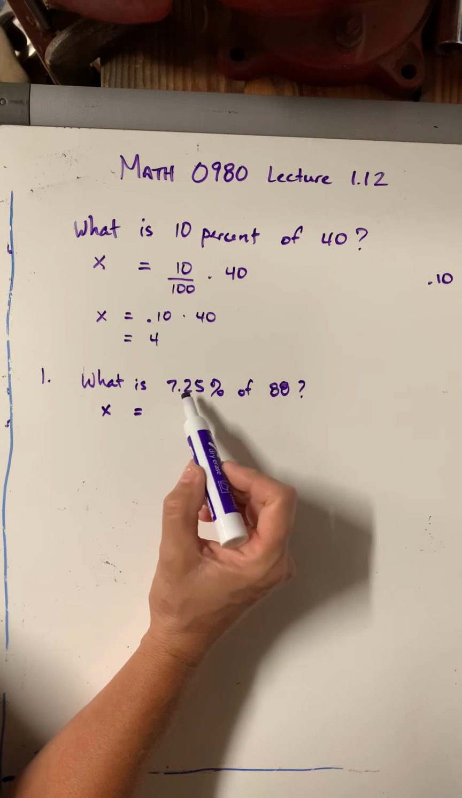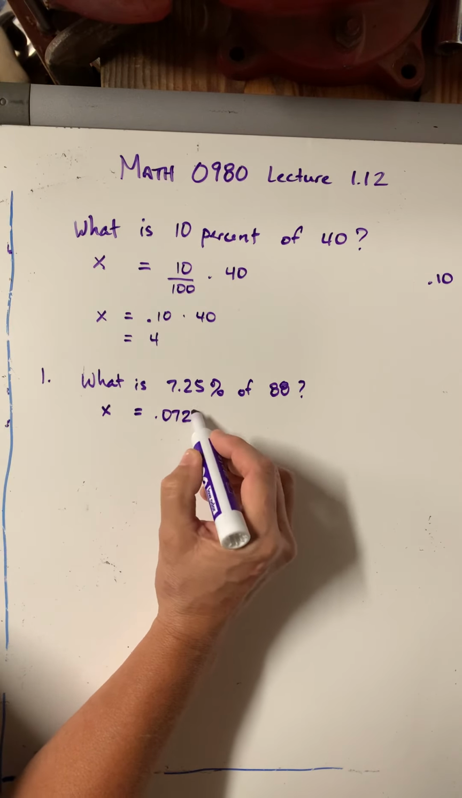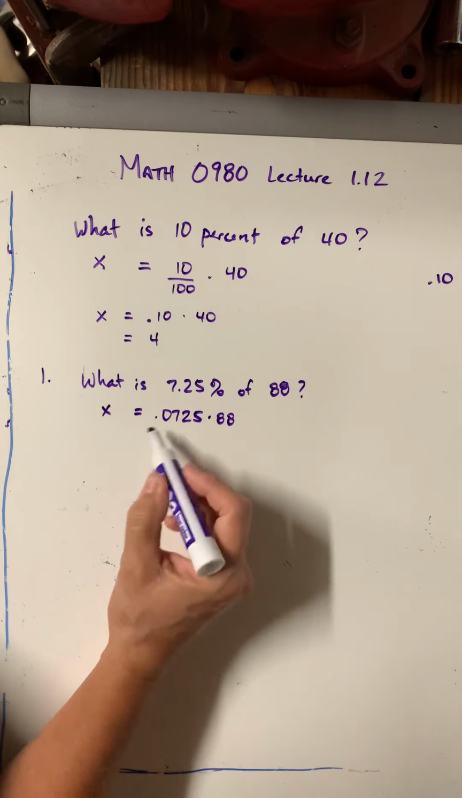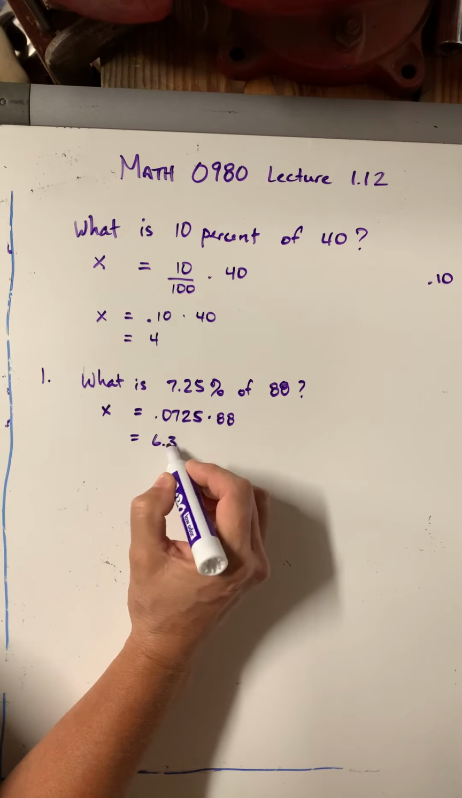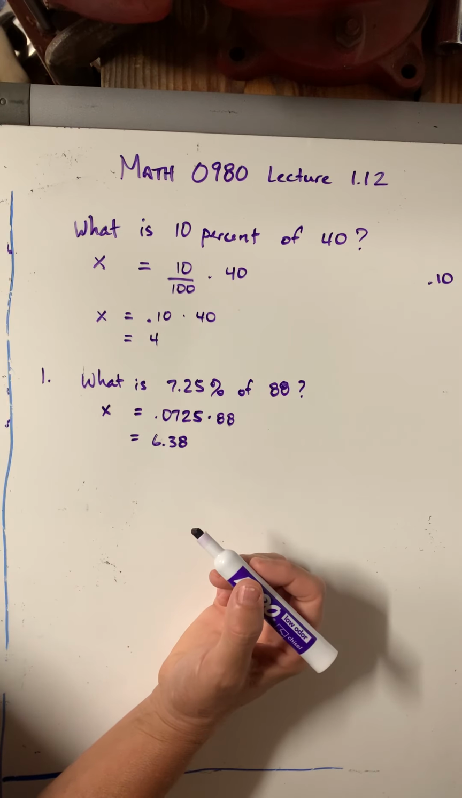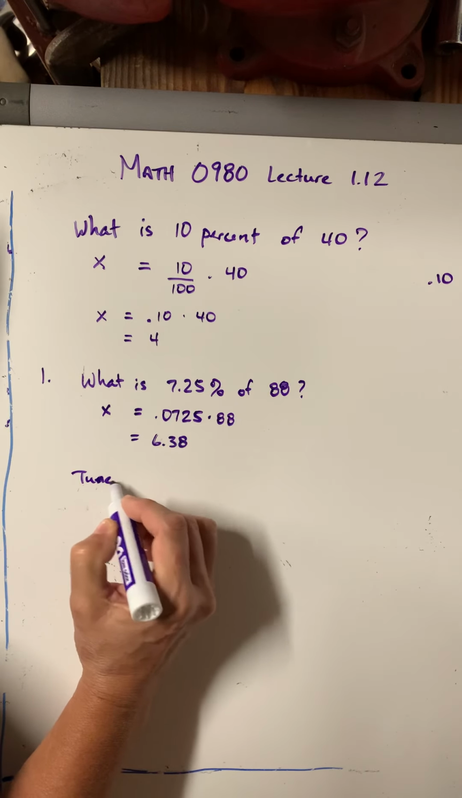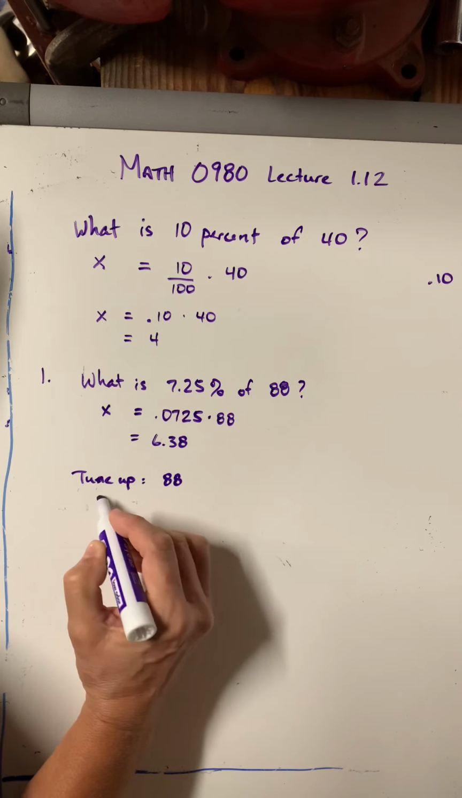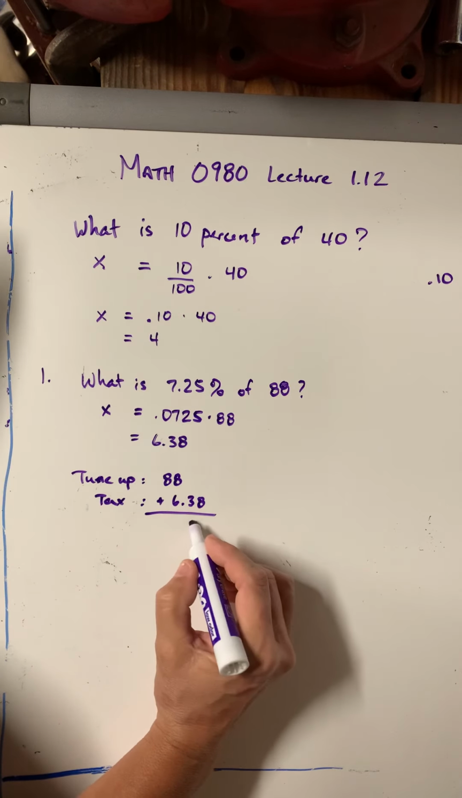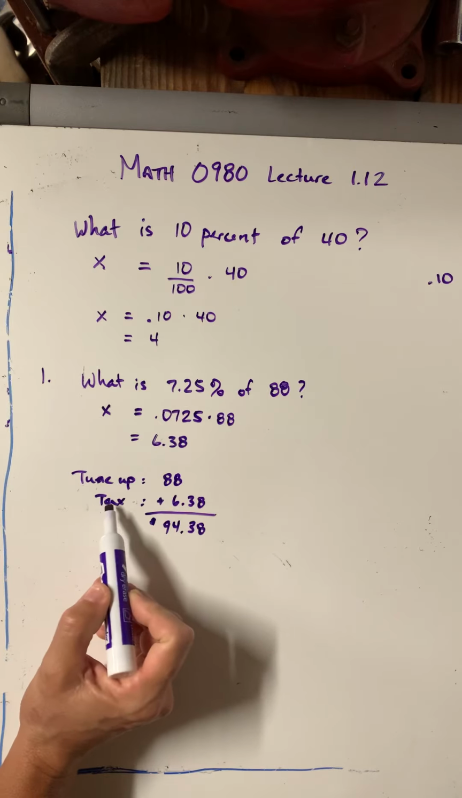And this I can translate. X equals, this would be 7.25 over 100, which would scoot the decimal 2 places to the left, so 0.0725 times 88. And that's the problem. So if you type that into your calculator, you will get 6.38. So $6.38 is the tax. And then the next part of the question, they say, find the total price of the tune-up with tax. So the tune-up was $88, and the tax is $6.38. So the total would be $94.38. So that would be the price of the tune-up plus the tax.